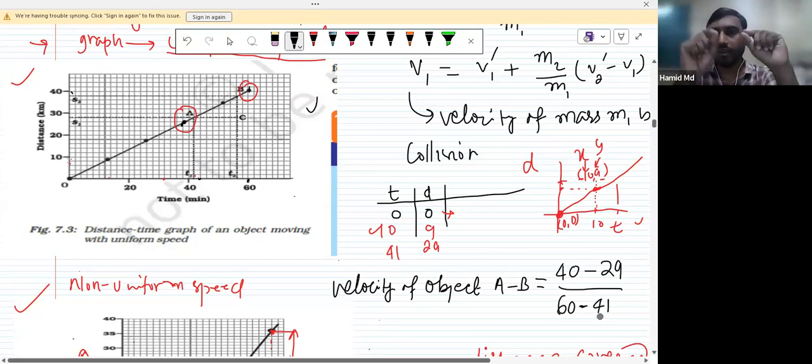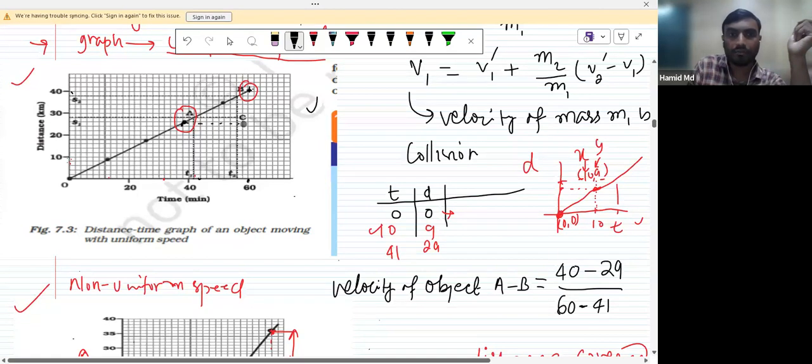So when we have to calculate the distance between two points, we subtract the final position minus the initial position, right? Got the meaning? Yes, sir. What was the final position over here? It was like 40 or whatever it is. Just keep in mind, final minus initial. The initial is somewhere over here.